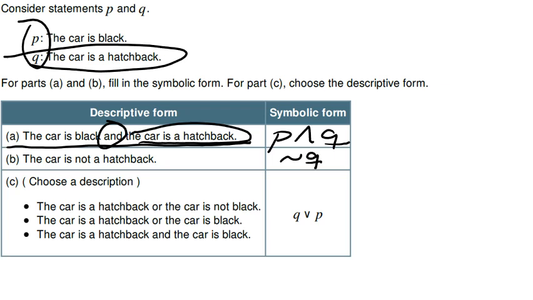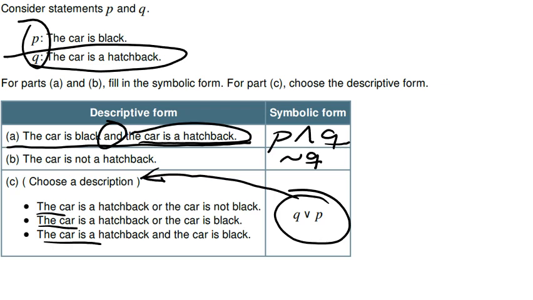For C, we're being asked to take this symbolic form and write it in the descriptive form. So it's Q, which is the car is a hatchback. It's actually between all three of them right now. But here's the connective, or, so it's between these two. P stands for the car is black. It can't be A because that's the negation. So it is the car is a hatchback or the car is black.